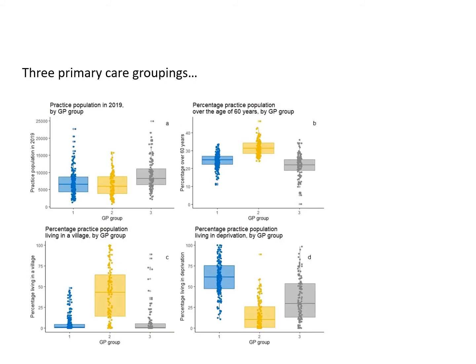Essentially, she identified 3 clusters or 3 different types of practice, with differences in rurality, age profile, disease profile, and deprivation levels. So these clusters can be used to compare similar practices for their analgesic prescribing rates. So in this group 2, you can see are slightly older, more likely to be living in a village, so more rural, and less deprived, compared to group 1, who are slightly younger, who are more likely to be urban and more likely to be deprived.